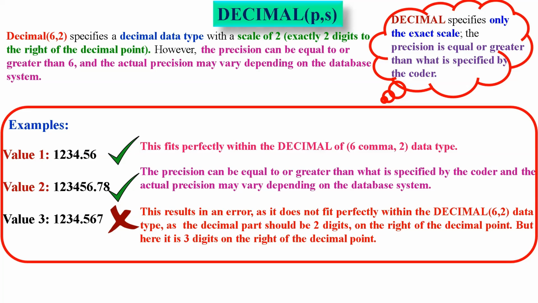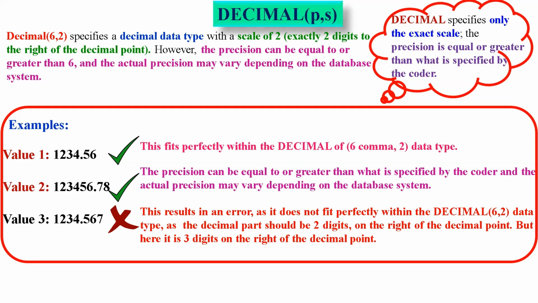Example. Look at value 1. A value like 1234.56 will be stored as is, with 4 digits in the integer part and 2 in the decimal part. So a total of 6 digits, 2 to the right of the decimal point. This fits perfectly within the decimal of 6, 2 data type.